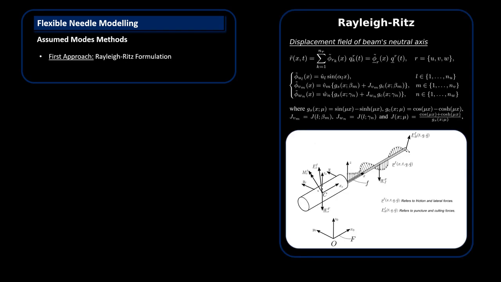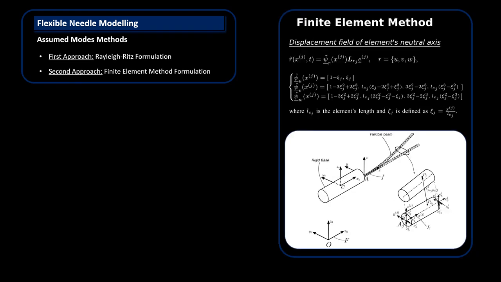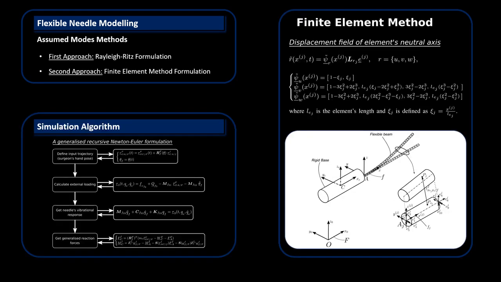For the estimation of the flexible needle's displacement field, we considered two distinct implementations of the assumed modes method. These were the Rayleigh-Ritz and the finite element method. Both the reaction forces at the surgeon's hand and the vibrational behavior of the needle were obtained through the implementation of the generalized recursive Newton-Euler algorithm.